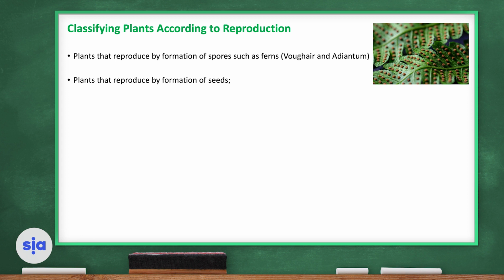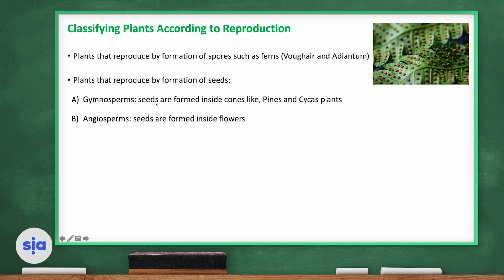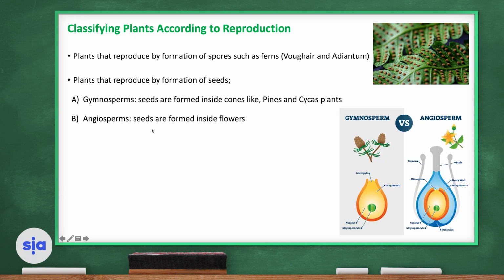Other plants reproduce by formation of seeds. Plants that make seeds are either gymnosperms, where these seeds are formed inside cones, like pine trees, or angiosperms, where these seeds are formed inside flowers. So we have two kinds of plants forming seeds. Angiosperms forming the seeds inside the flower, or gymnosperm forming the seed inside cones.